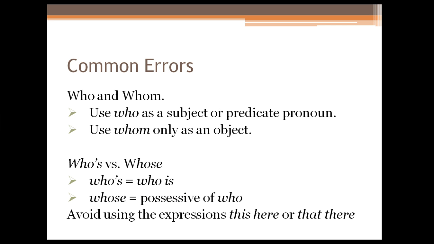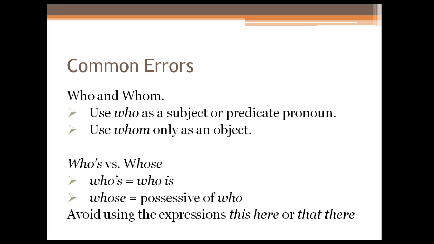Some common errors, especially with who and whom and who's and whose. Who and whom. Remember that who is a subject or predicate pronoun. So essentially, I usually have students replace who with he in a sentence. Granted, if it's a question, you have to rewrite it as a declarative sentence. But if you replace it with he, then we know you have the right version of it. It has the H sound for a consonant, and it has an open vowel sound at the end, who and he.